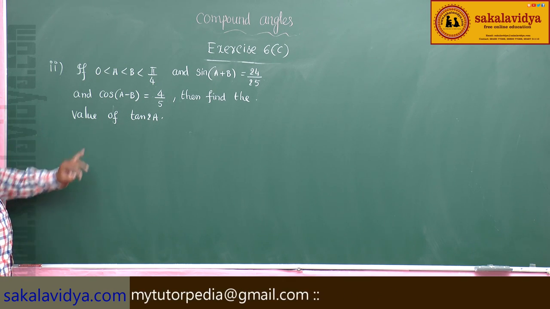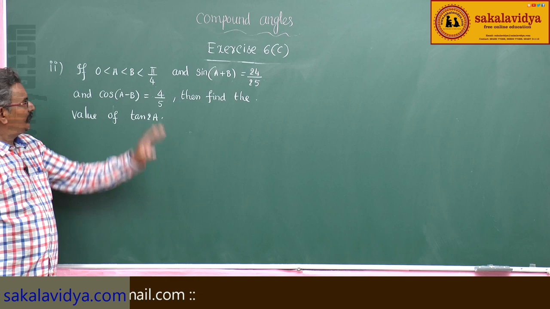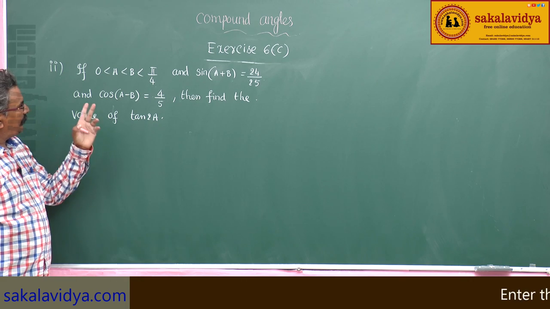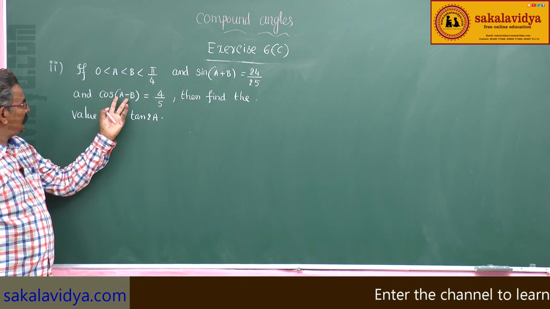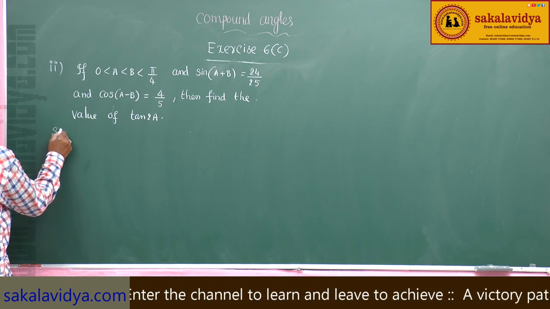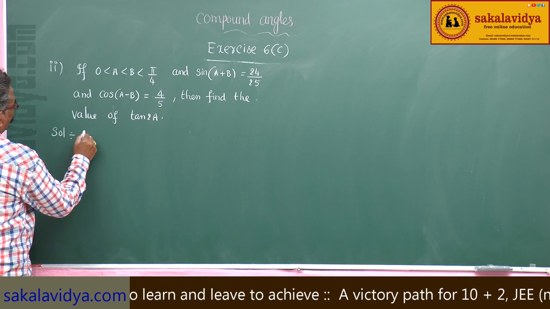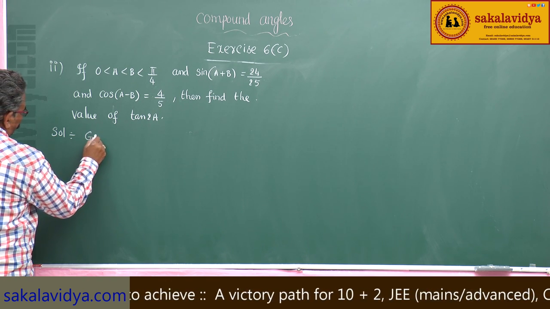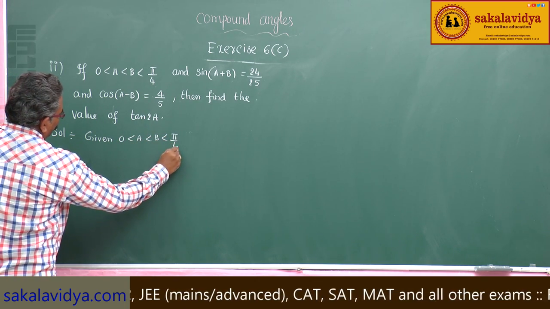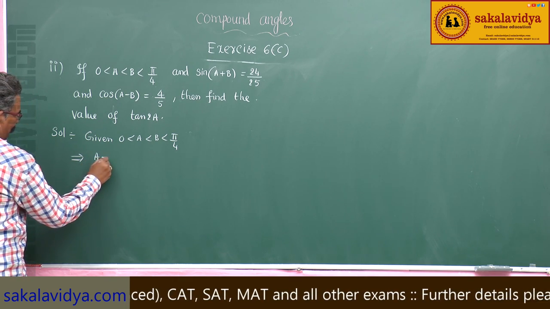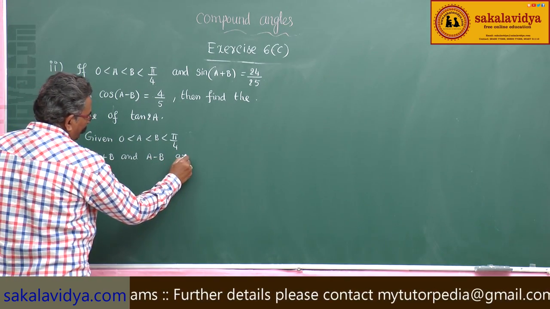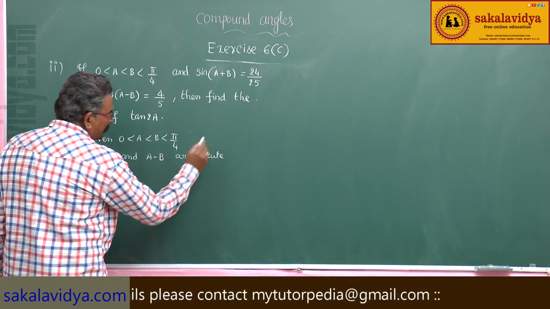Okay. It's very clear. A lies between 0 to pi by 4, B lies between 0 to pi by 4, means both A, B are acute angles. If A plus B is also acute, A minus B difference also will be acute only. So, that means they lie in the first quadrant. Given 0 less than A less than B less than pi by 4, that implies A plus B and A minus B are acute. Acute means they lie in the first quadrant.